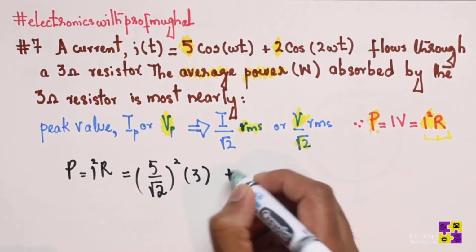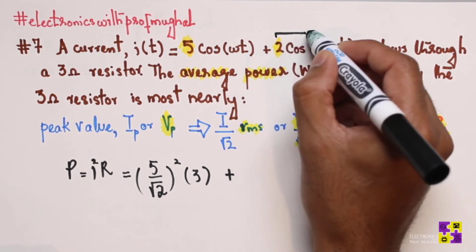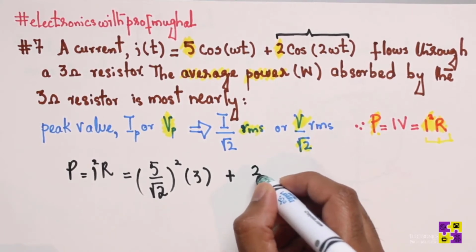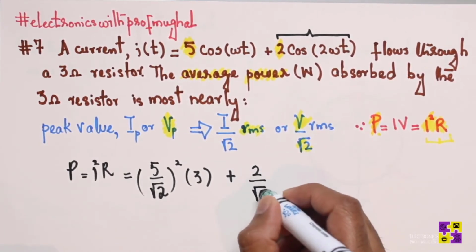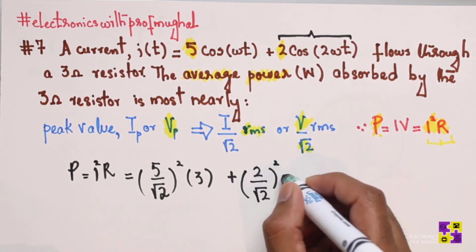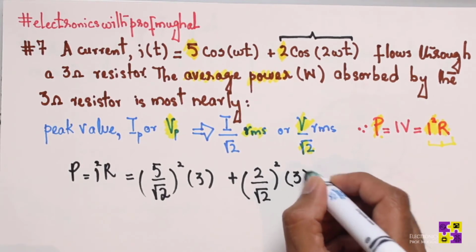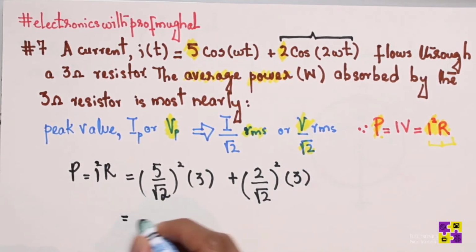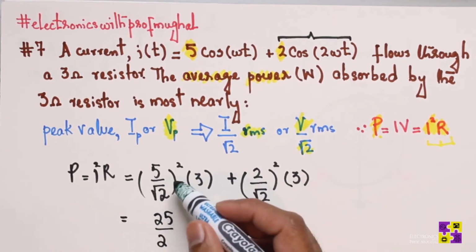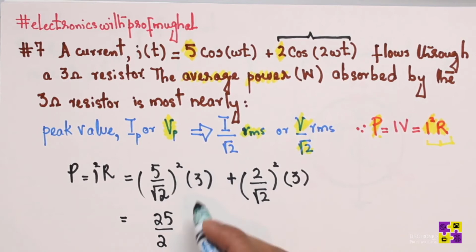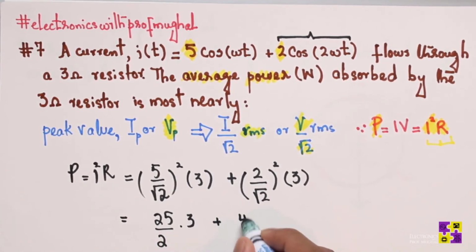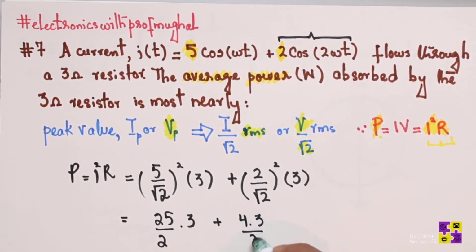Now we're going to take this part of the current, right? So this is 2, again the peak current divided by square root of 2, converted into RMS, I squared times R. So we have 3 here because the resistance is 3. So this will become 25 over 2, the square root of 2 and the 2 will cancel out. You have 3 here, and similarly you get 4 times 3 over 2 here.